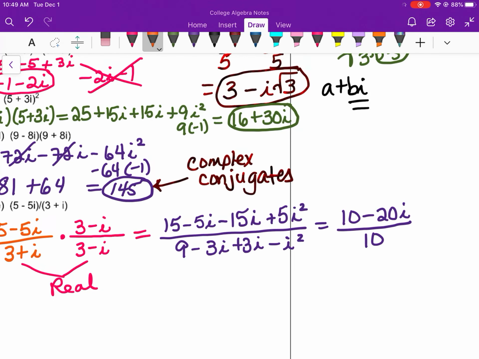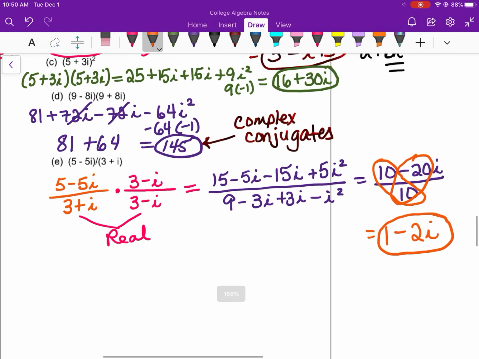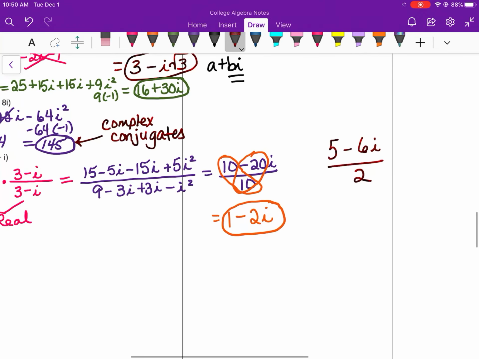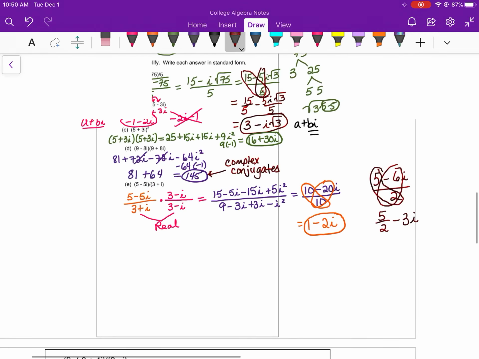Remember that when you reduce, you want to reduce this way to get 1, and you want to reduce this way to get -2. Okay. This will come up in your homework as well. If you had something like 5 minus 6i over 2, you would still want to split it up into 5 halves minus 3i. So go ahead and do this. And if you had me in pre-calc, I called that making the heart, because once you loop both ways, it looks like a heart. So go ahead and do that.